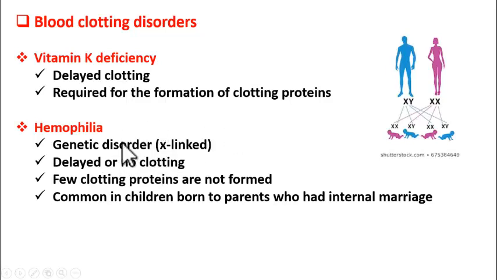So why? Because of the mutation in the genes of X chromosome, the clotting proteins are not formed. So it is like vitamin K only, but here the proteins involved are different. Got it? So few of the clotting proteins are not formed due to the mutations in X chromosome, and that results in delayed or no clotting. Got it, students? And this disease is more common in children born to parents who had internal marriage.